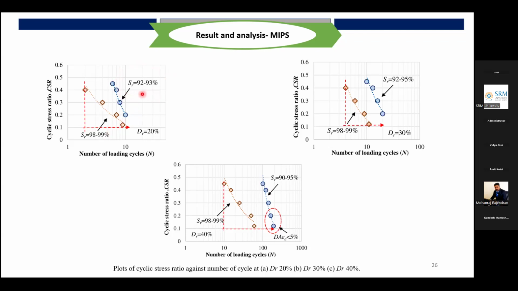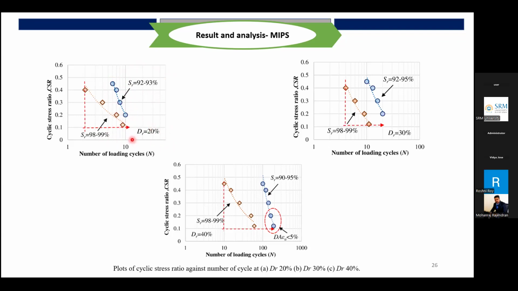Even here you can see a narrow range of variation in number of cycles, and the development of cyclic stress ratio is very much exponentially increased, but there is a significant reduction in pore pressure parameter, thereby the chance for liquefaction is reduced, even though you are dealing with the 20% relative density. The same trend was extended for other relative densities, 30 and 40.